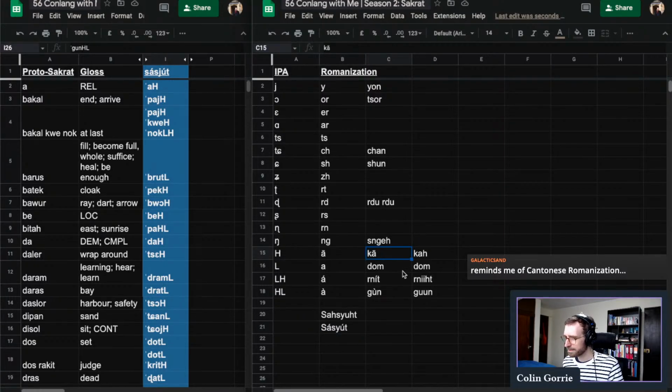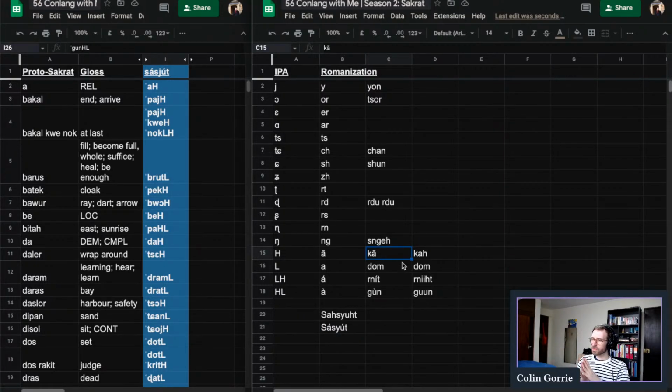All right, I think we should bang the gavel on this one. Let's keep both systems in existence, but I'm going to prefer the tonal letter system because it's easier for me to write. Sásjút. And I'm going to fill in the name of the language here.